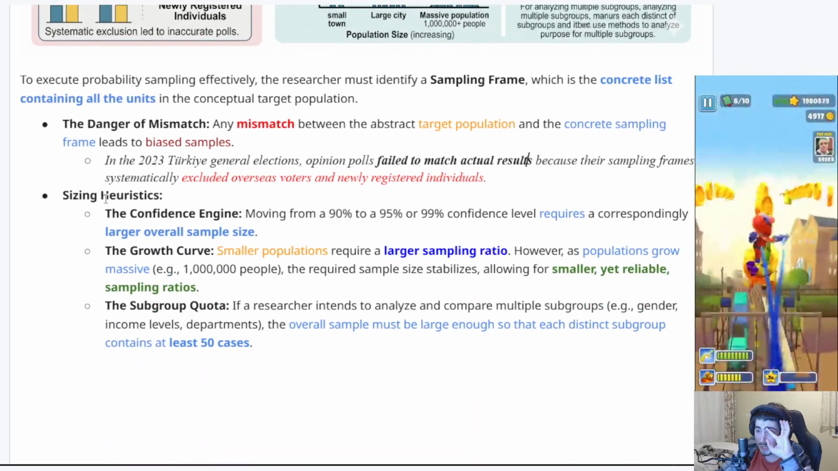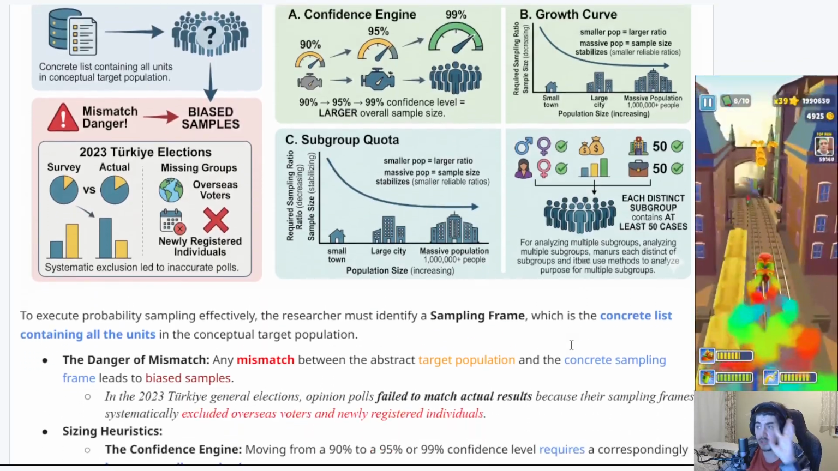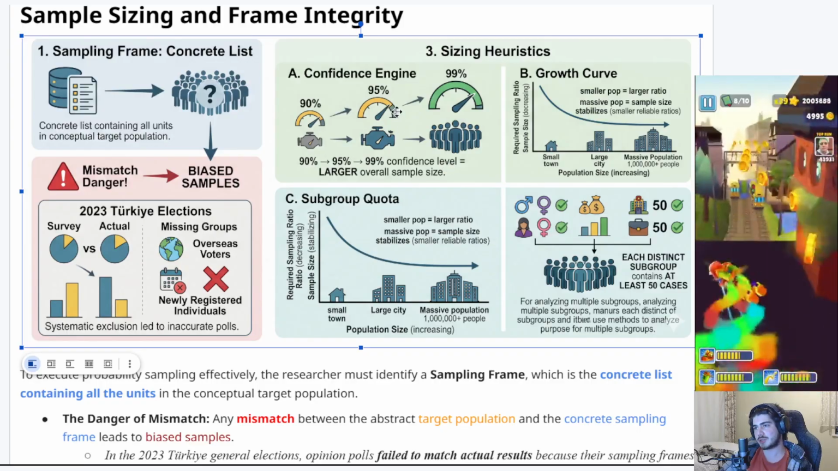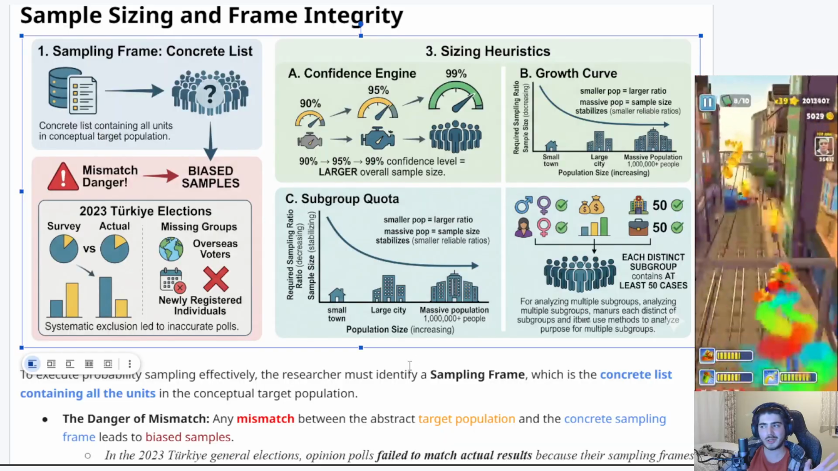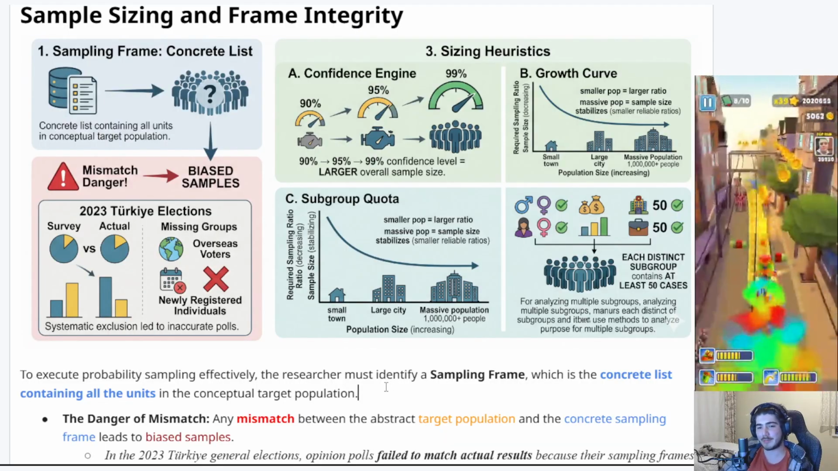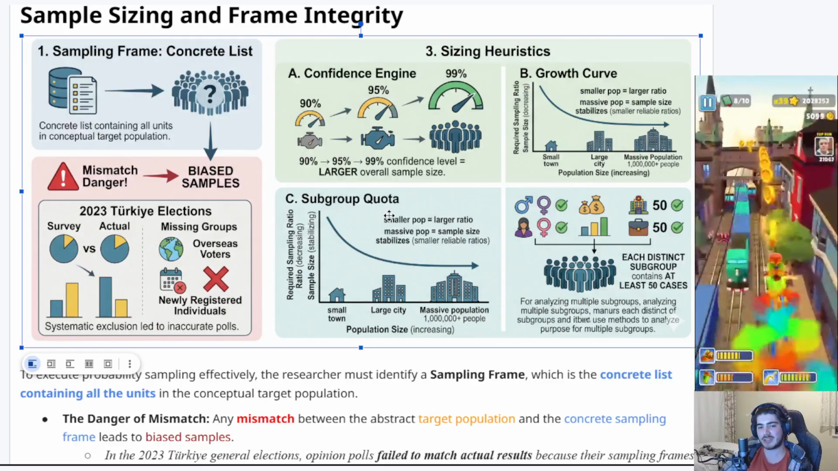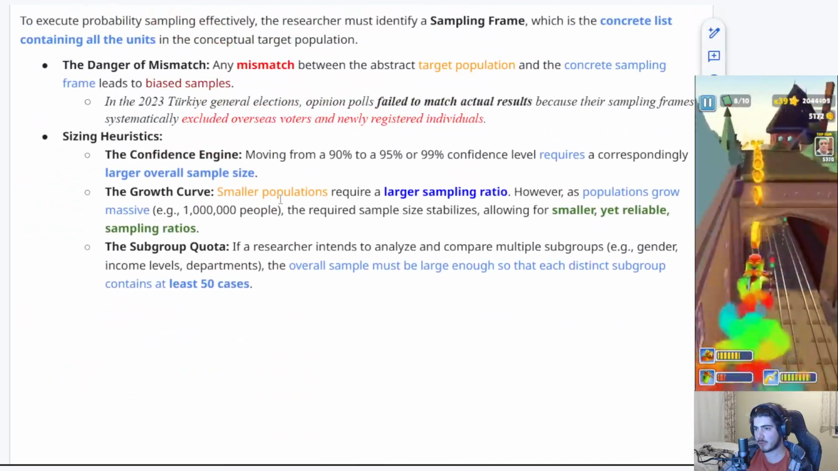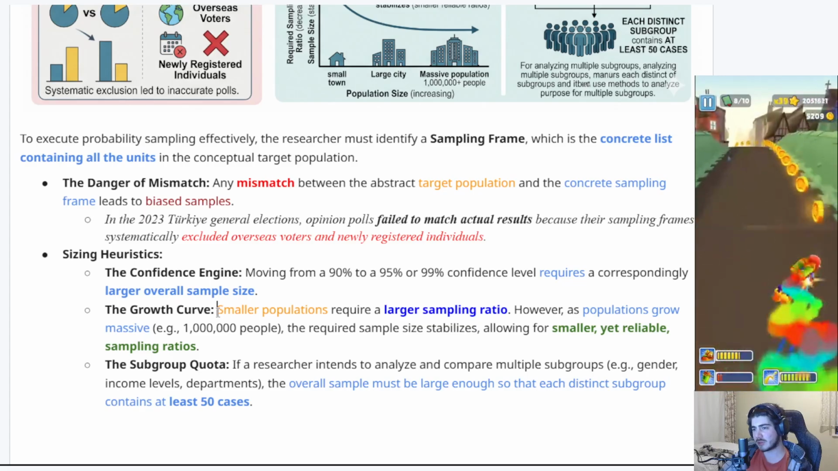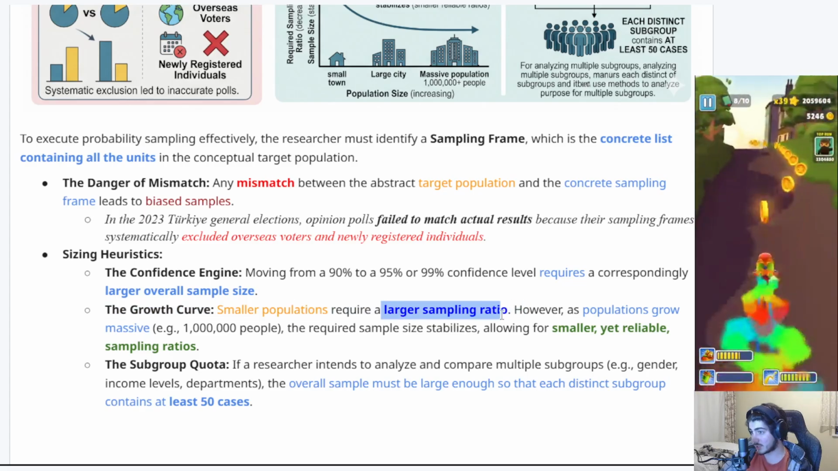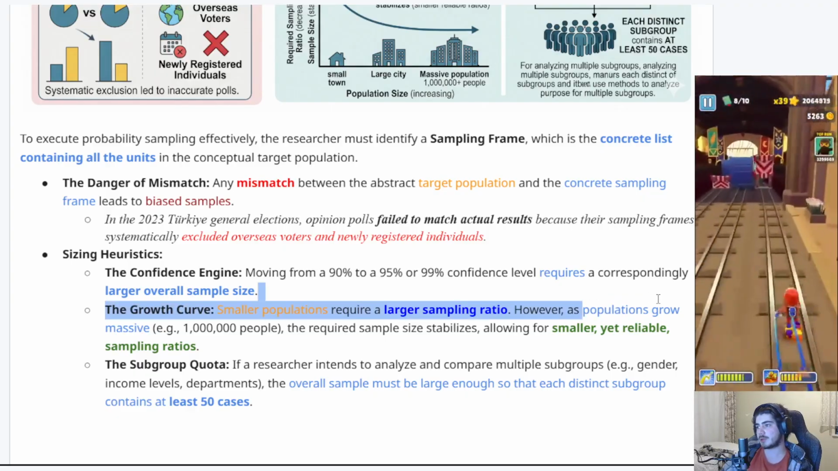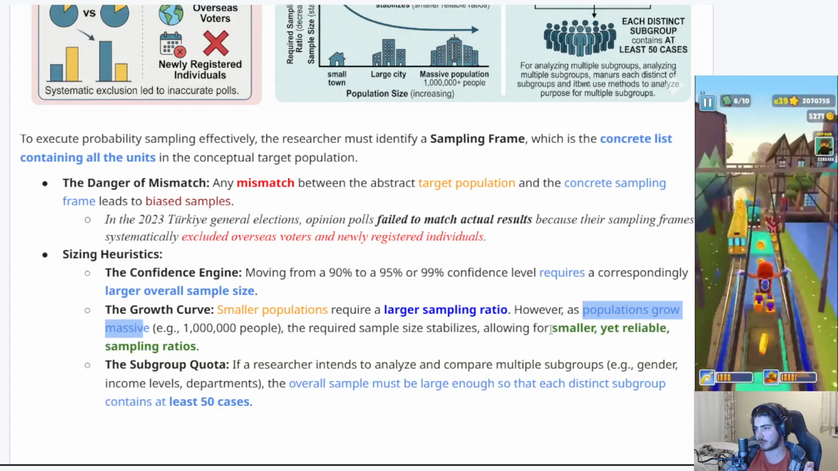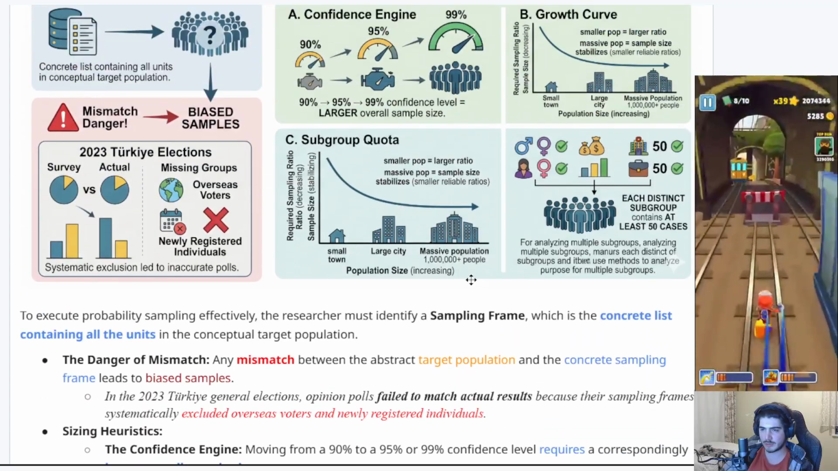Now, there are some sizing heuristics that we have, which define that if you want your research to be more confident, you gotta pick more samples, which is just 2 plus 2 equals 4. And there's something we call the growth curve, which says smaller populations require a larger sampling ratio. However, as populations grow massive, the required sample size stabilizes, allowing for smaller yet reliable sampling ratios.